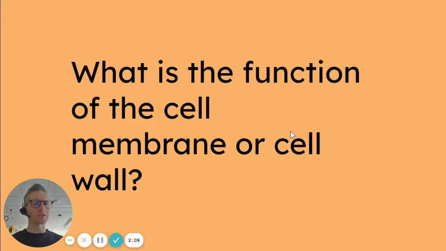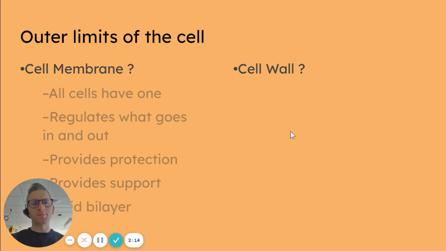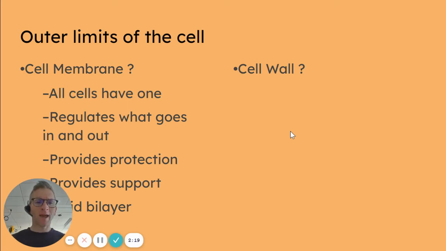So what is the function of the cell membrane or cell wall? Obviously the cell membrane is involved with many things like regulating what goes in and out. It provides protection and support. It's made of this phospholipid bilayer structure. And all cells have a cell membrane. All living things are made of cells. All cells have a cell membrane. So the cell membrane seems to be kind of a basic function and necessity of living things.